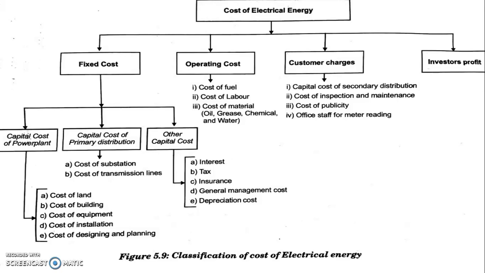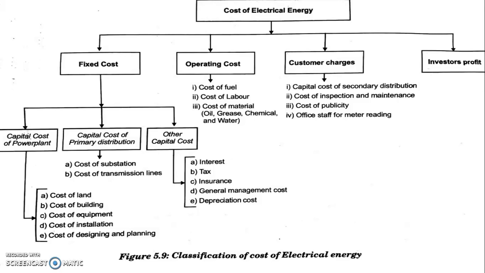So the money used for these types of factors comes under capital cost of power plant. And next one is capital cost of primary distribution. Under this: cost of substation, cost of transmission line. So the money used for this type of work, for fixing substation and transmission line, all these things come under capital cost of primary distribution. And the last one is capital cost of others like insurance, tax, interest, general management cost and depreciation cost.